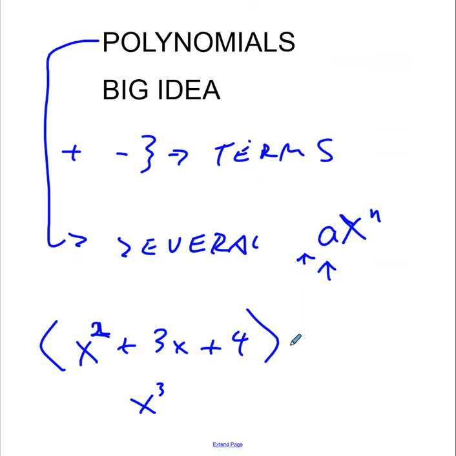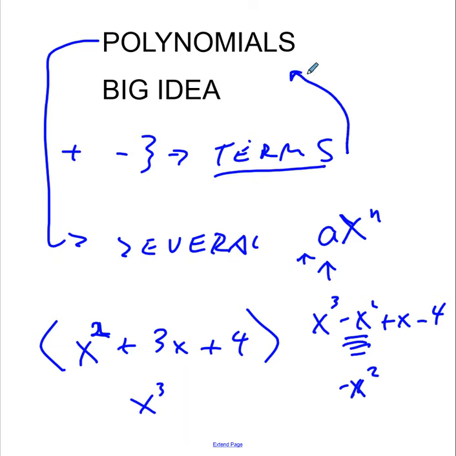Big idea: terms are separated by addition and subtraction. It could also be x to the third power minus x squared plus x minus 4. This minus x squared is also a term. The term is negative x squared. So those are terms separated by addition and subtraction. There's no sign here, so we assume it's positive. Polynomials are made up of terms, and terms include the sign in front of them.